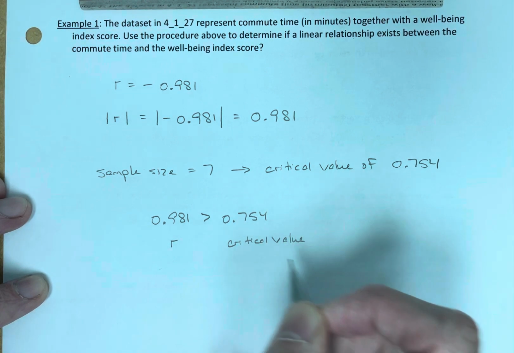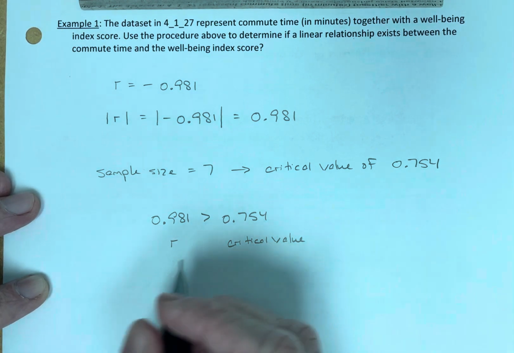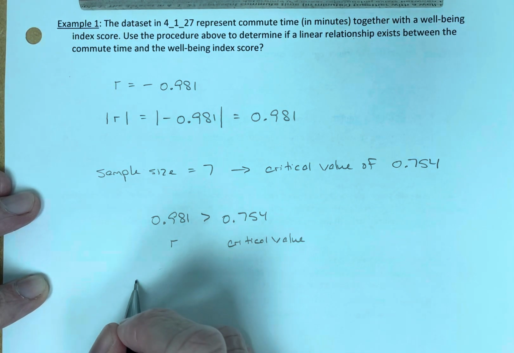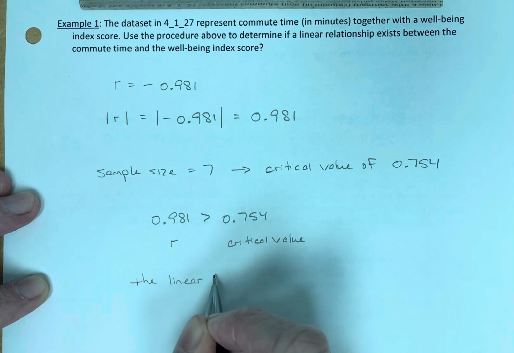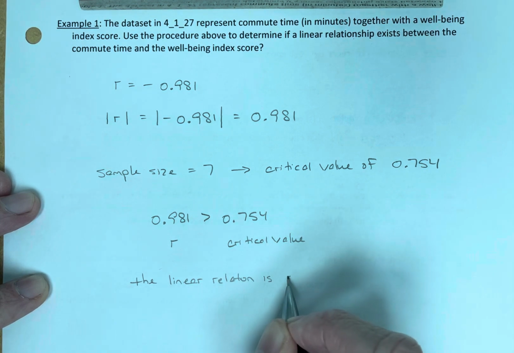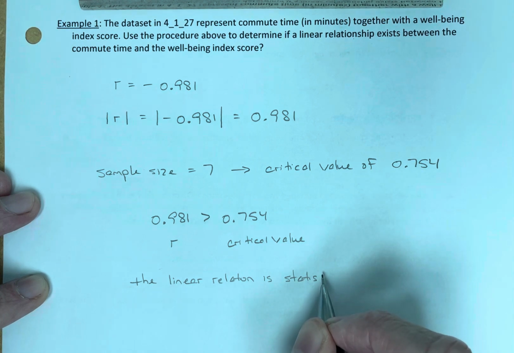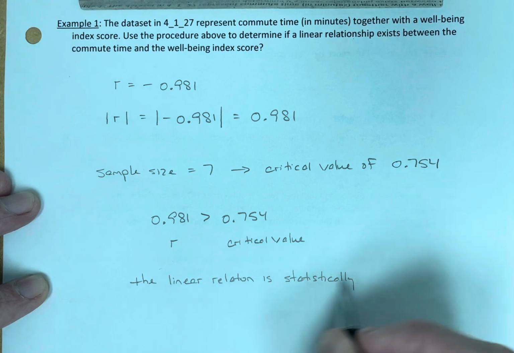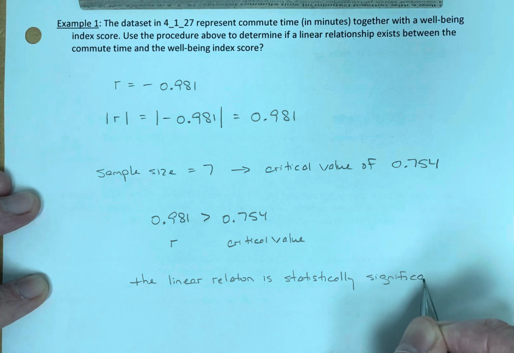Okay, therefore, the linear relationship is statistically significant. The linear relation is statistically, S-T-A-T-I-S-T-I-C-A-L, I hope I spelled that correctly, I don't think I did, is statistically significant. And there you have it.